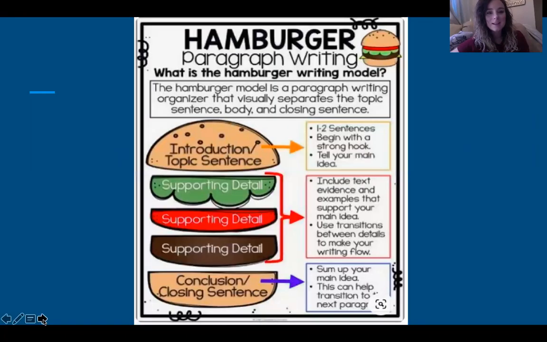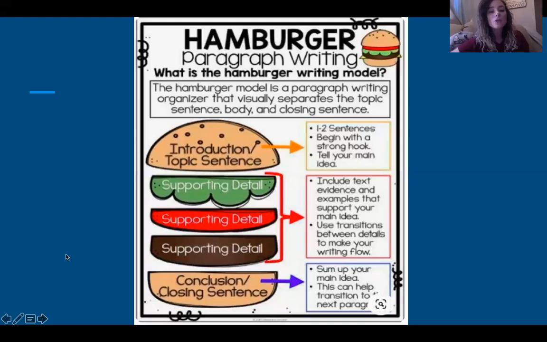All right, let's look at the hamburger chart. All right, this is hamburger paragraph writing. What I need you to notice is hamburger writing for informational writing, like we did in class. So, what is a hamburger writing model? Well, the hamburger model is a writing organizer that helps us separate the topic sentence, the body, and the closing sentence. The body is the three details. That's the good stuff, remember?